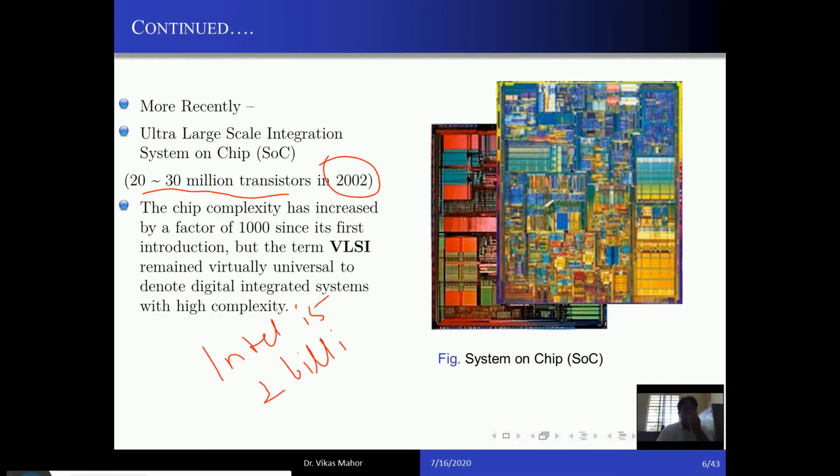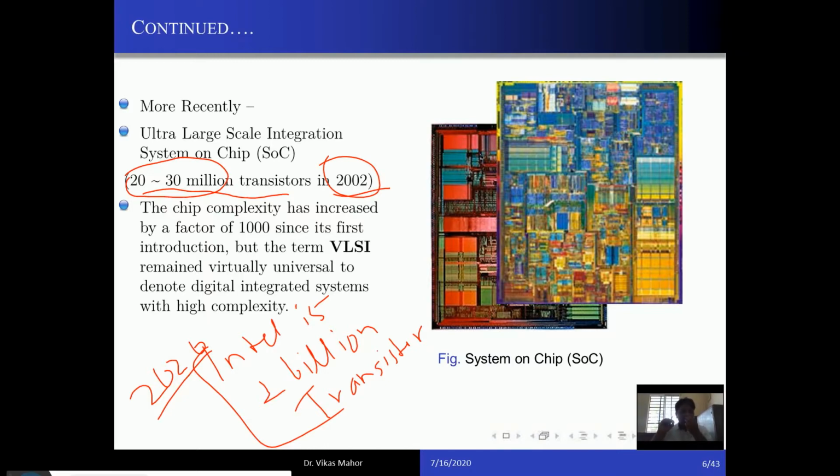2 billion, can you imagine? 2 billion transistors on a single IC. Fine. So this is the story of 2020. And till 2002, 20 to 30 million transistors were fabricated on a single IC.